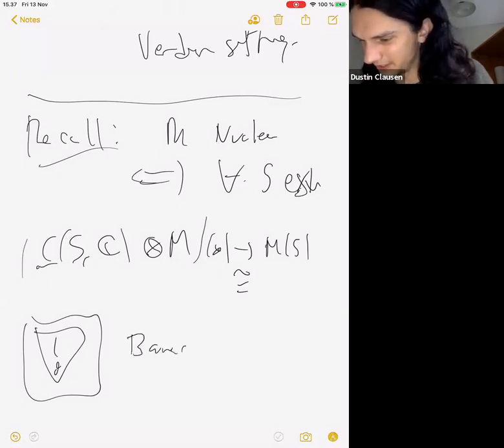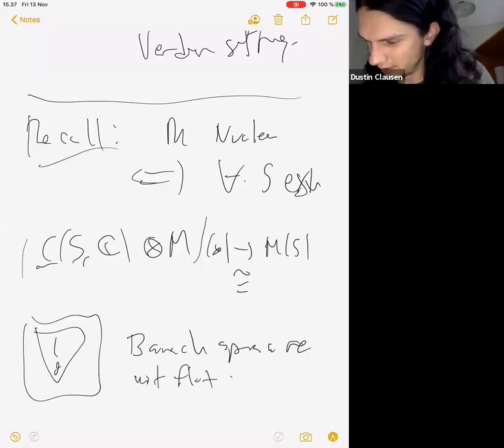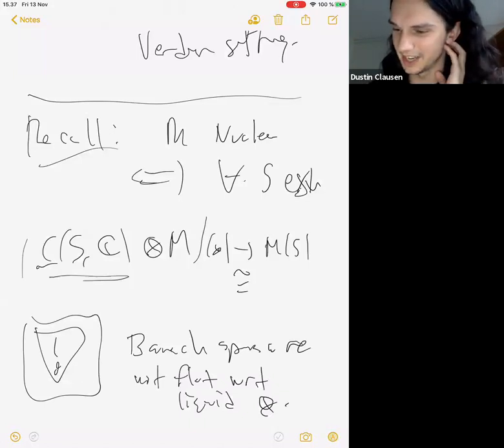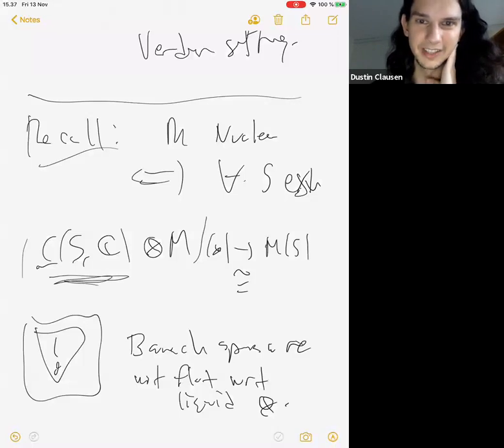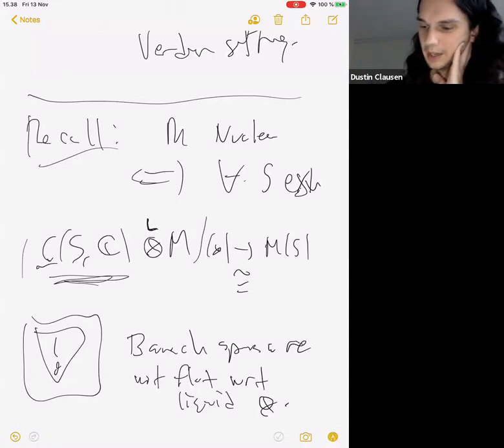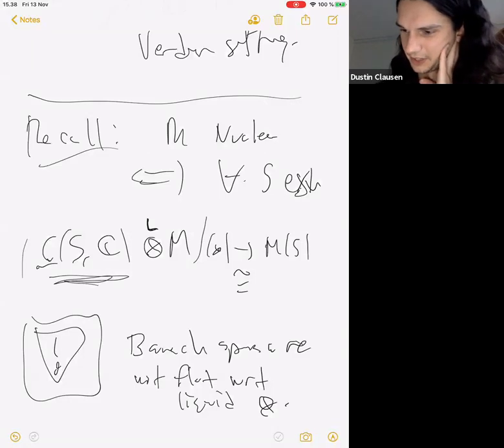So Banach spaces are almost certainly not flat with respect to the liquid tensor product. Why do you say it's not a good definition? Because I didn't put derived anywhere. Ah, okay. In the p-adic setting, I had a nice underived definition, and it worked well because this guy was flat. But in the liquid setting, this is a Banach space, and Banach spaces do not behave so nicely in general with respect to the tensor product. So we better derive this tensor product, and we better make this a definition for an element in the derived category of liquid vector spaces.